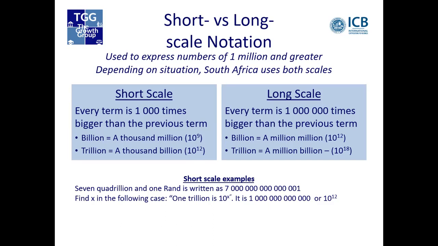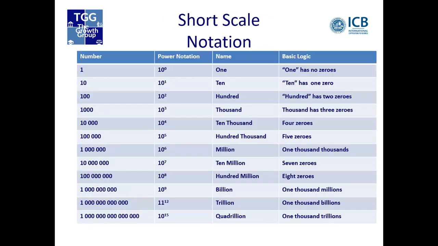So for example, 7 quadrillion and 1 will be written as a 7 there with, what is it, 14 zeros and a 1. And then there's an example there. It comes out of an old test. Find x in the following case: 1 trillion is 10 to the power x. And then we simply count the zeros, and we will say that it is 10 to the power 12. We are going to look at powers a little bit later as well, so also not something to worry about now.